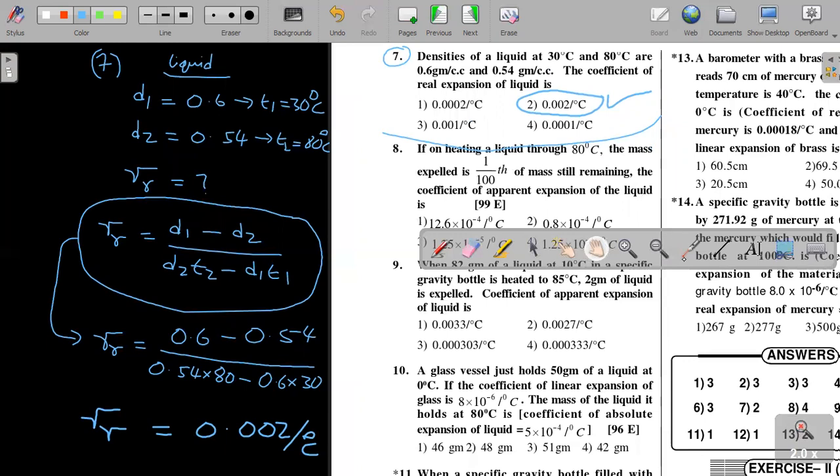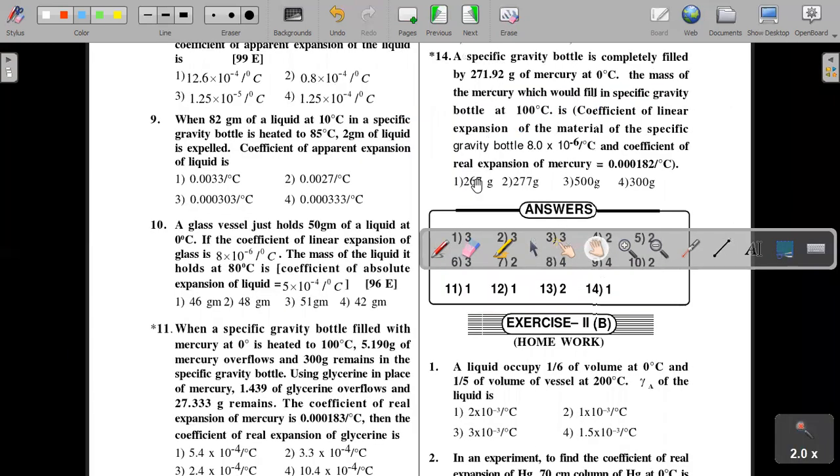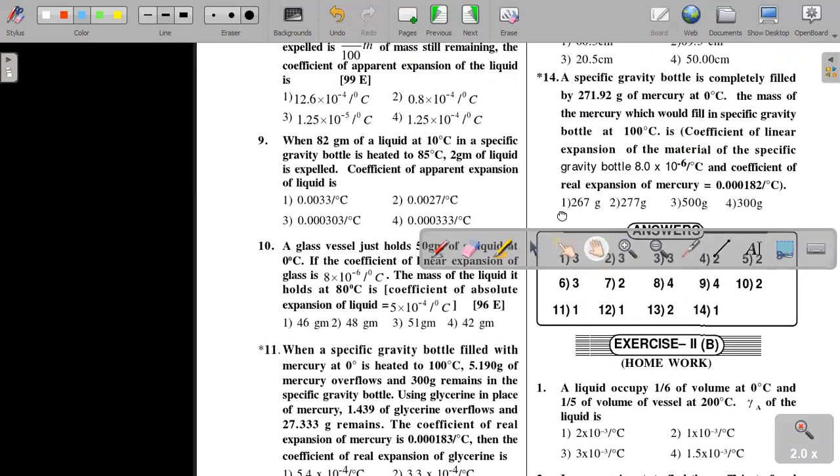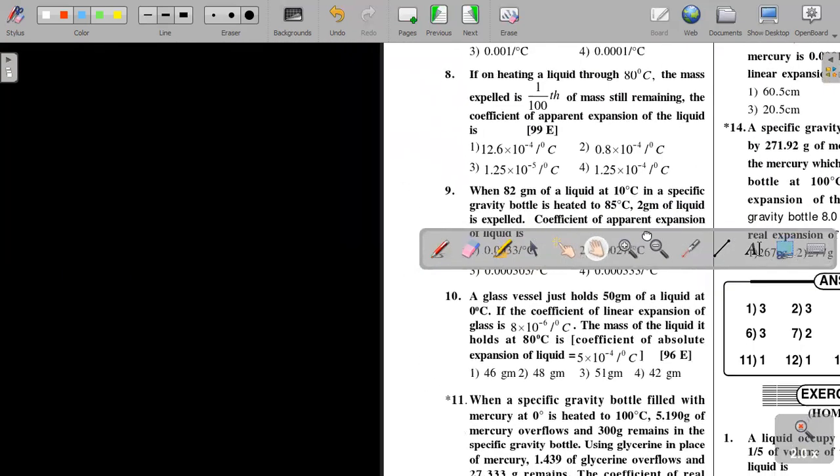I hope you people are clear till here. Two densities are given at temperatures T1 and T2, and they're asking gamma R. This is the formula, and when you substitute the data, you'll get the answer. That is about the 7th question. All the students, I hope you are clear. Now, according to Rahul, we have to solve the 8th question.